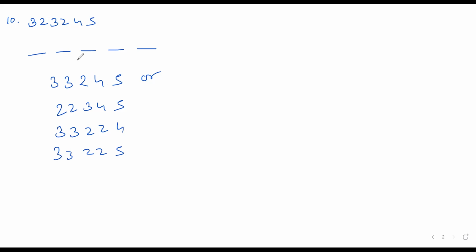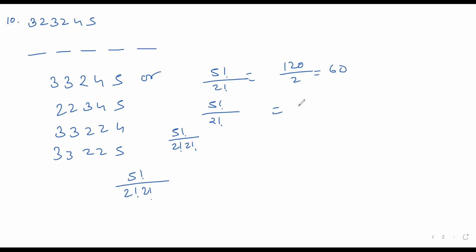If we select in these ways, then how many numbers can be formed from here? It will be 5 factorial upon 2 factorial. Here it is 5 factorial upon 2 factorial. Here it is 5 factorial upon 2 factorial, 2 factorial. And here also 5 factorial upon 2 factorial, 2 factorial. So this will be 120 by 2, 60. 120 by 2, 60. 120 by 4, this is 30. And this is also 30. So how many numbers? 60, 60, 120, 150, 180. 180 total numbers can be formed.